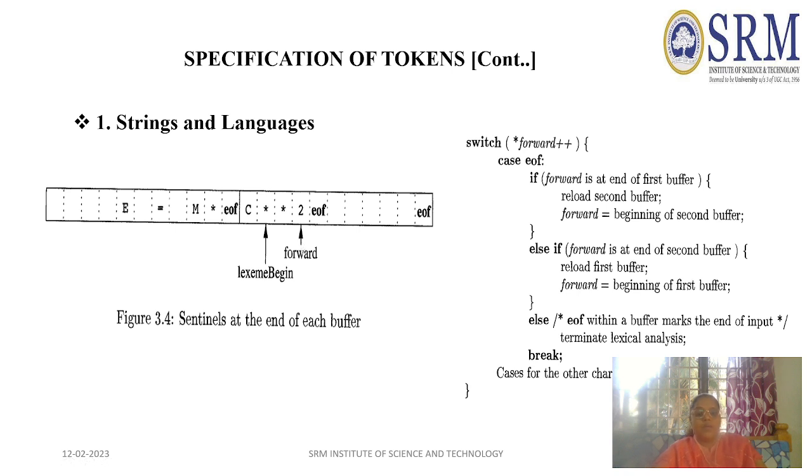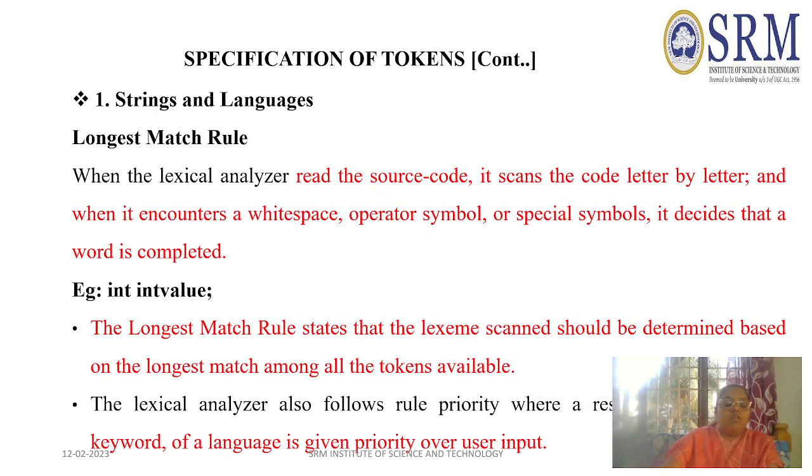So this is the strings and languages. In strings and languages, first one is alphabet, and then we formed strings, and then we have gone with languages. Now we have seen how the input is traced out using the input buffers with the code. Continuing with strings and languages, the longest match rule is there. When the lexical analyzer reads the source code, how does it read? From left to right, it scans the input one after the other after getting a get next token command from the syntax analyzer phase, isn't it?